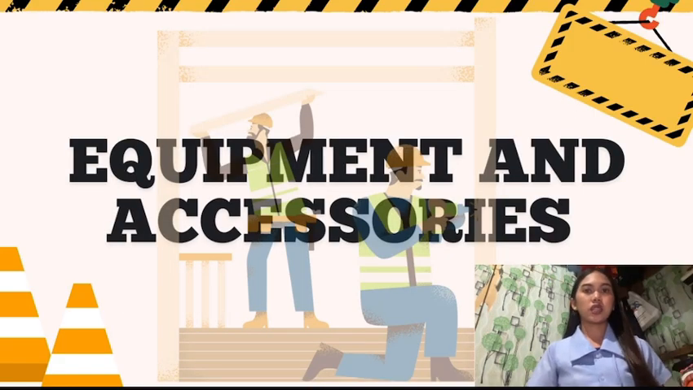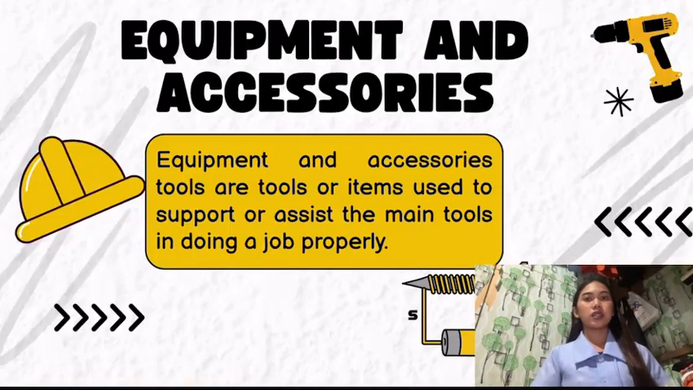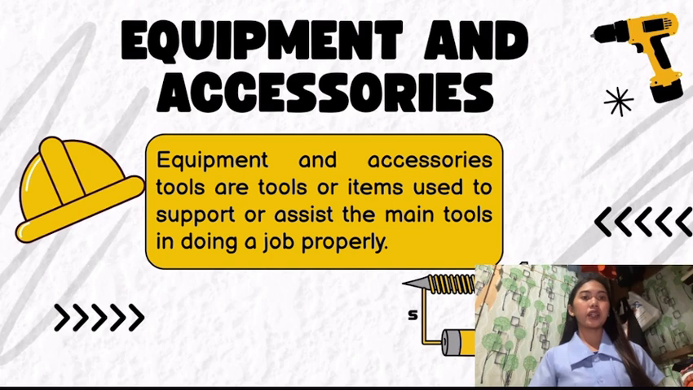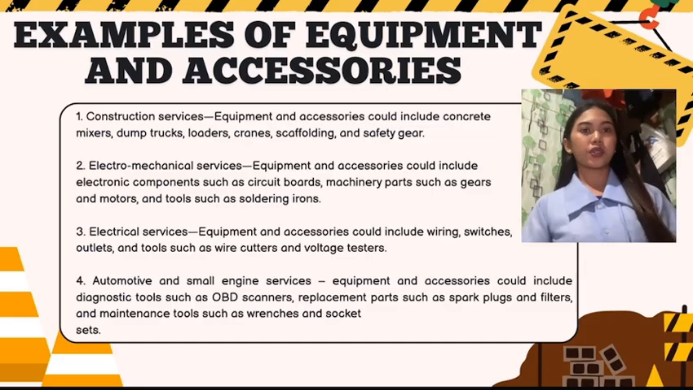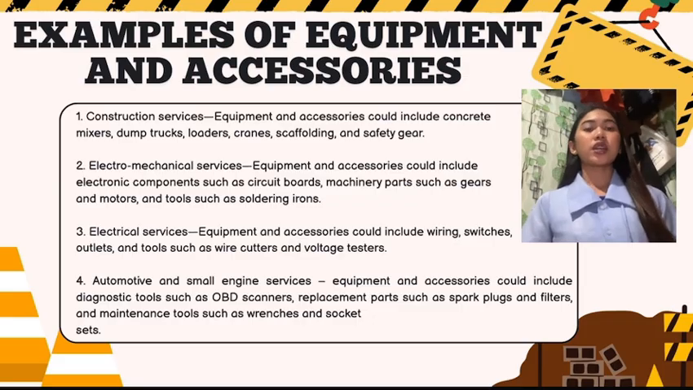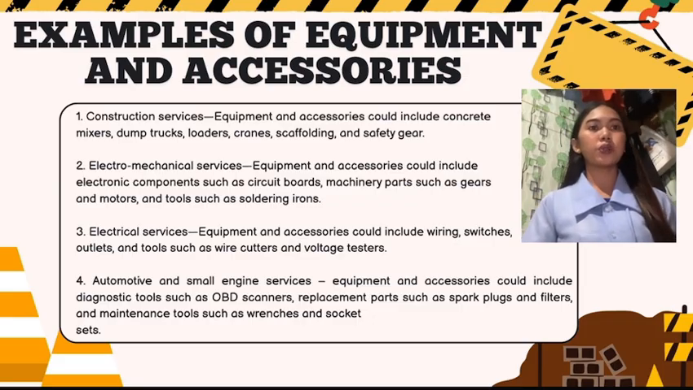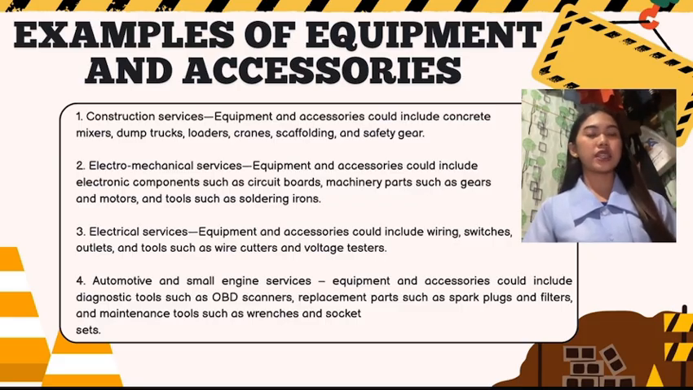So next is equipment and accessories tools. Equipment and accessories tools are tools or items used to support or assist the main tools in doing a job properly. So there are 4 examples of equipment and accessories tools. The first is construction services. Equipment and accessories could include concrete mixers, dump trucks, and loaders, cranes, scaffolding, and safety gears.